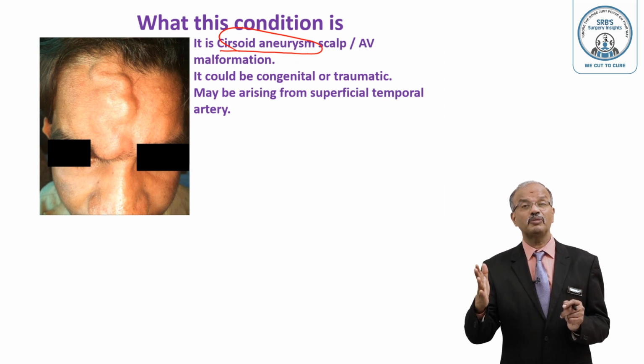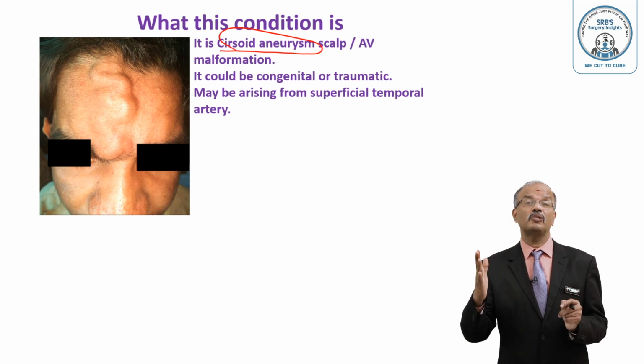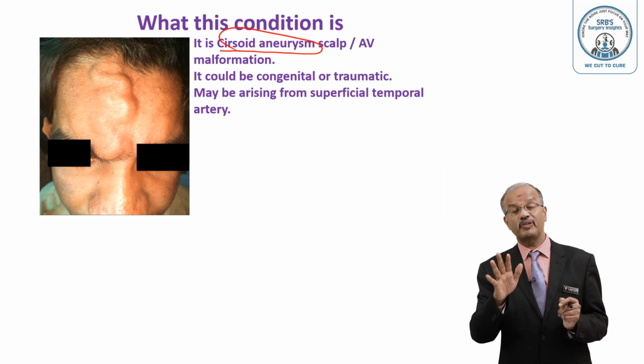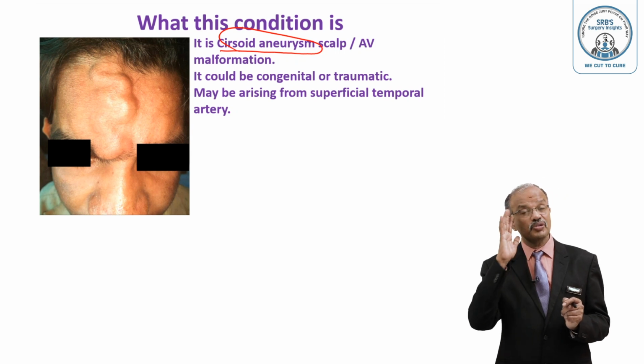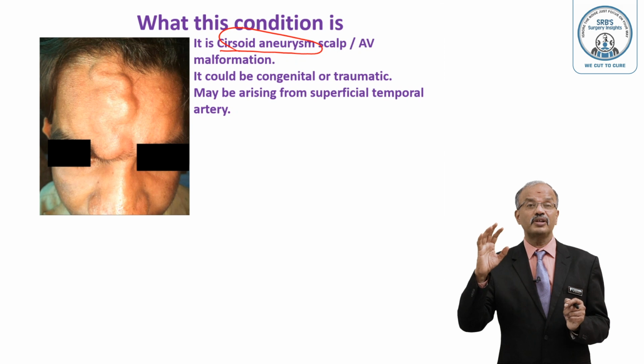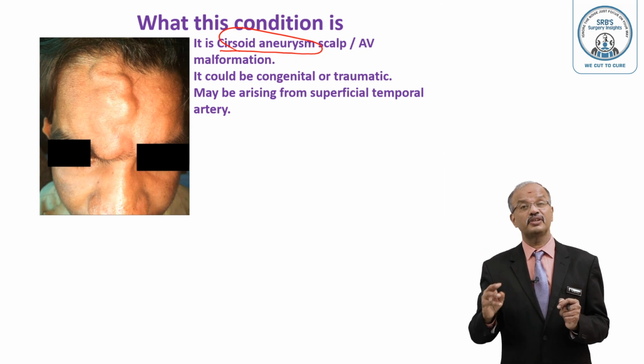Thrill will be felt on palpation, and a continuous murmur will be heard on auscultation. So bruit will be heard. So auscultation over this area using a stethoscope is important. Palpation for thrill, pulsatility, it's very typical. And bone erosion you have to look for always. Erosion is very common because all these vascular anomalies have a tendency to erode the bone underneath. It's a very common feature, which is also important.